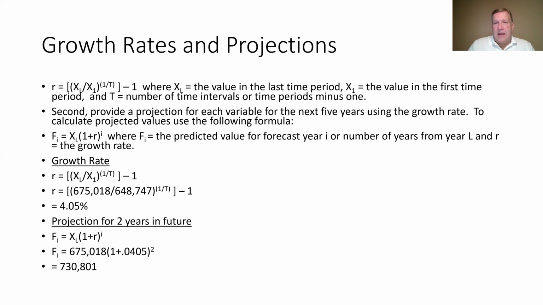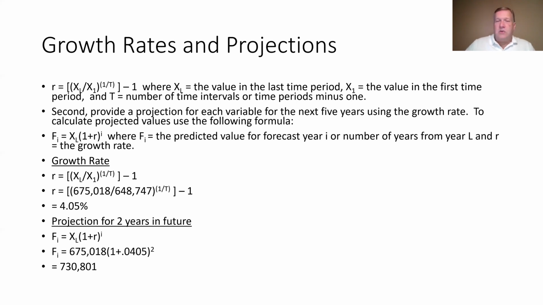So let's assume we're going to take that revenue that we generated in that last year and our growth rate, and we're going to use that to then forecast the amount of revenue we'd anticipate generating 2 years into the future. So it becomes $675,018, that's the amount from the last year, times 1 plus 0.0405. 0.0405 is our growth rate, that 4.05%, and then raised to the second power because we are forecasting 2 years into the future.